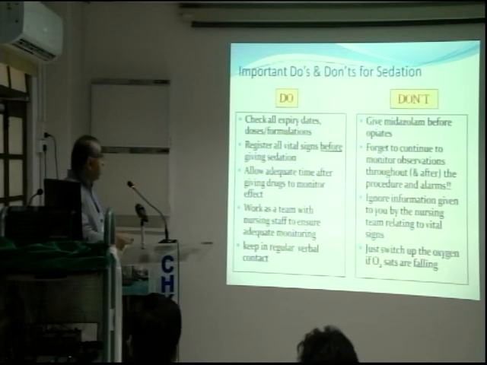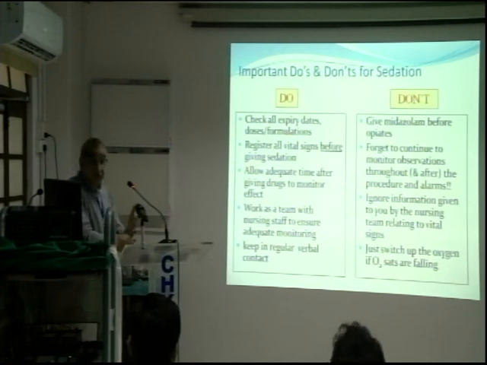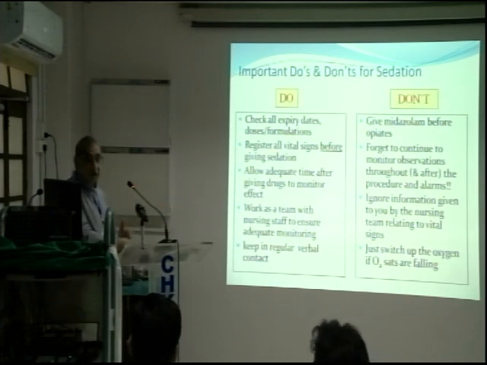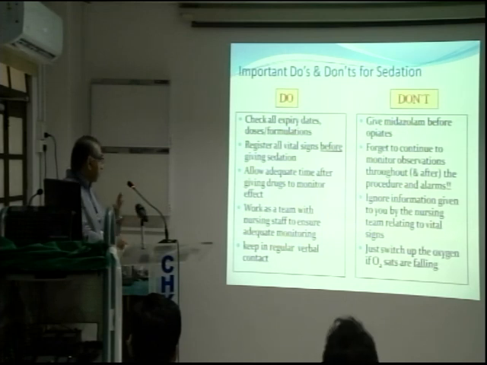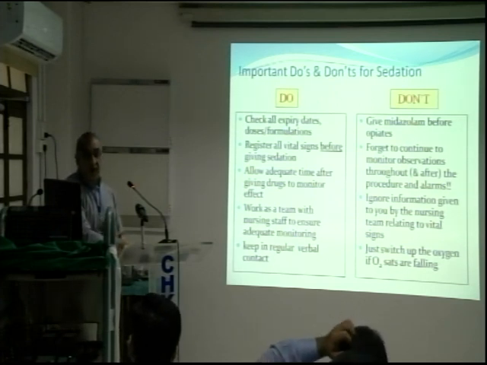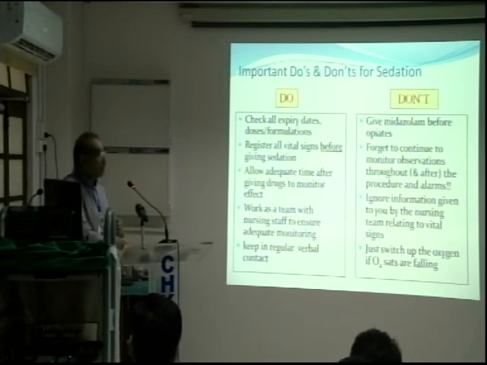Also, as soon as you give the sedation, the patient does not go off straight away, so wait for the effect for a few minutes. Don't say, let's give another dose. No, wait. Okay? And work as a team with your nursing staff or techs, to ensure adequate monitoring. Keep in regular verbal contact with the patient. Either yourself or your nurse should be doing that, so that communication is maintained.